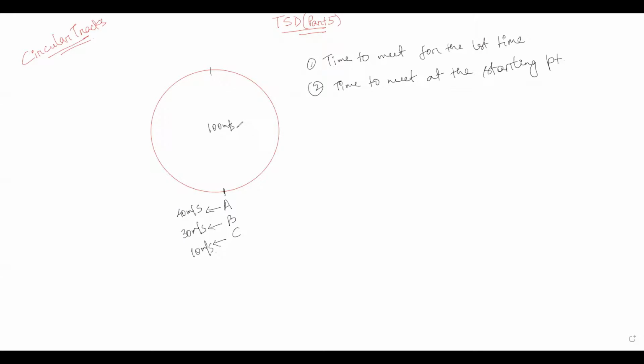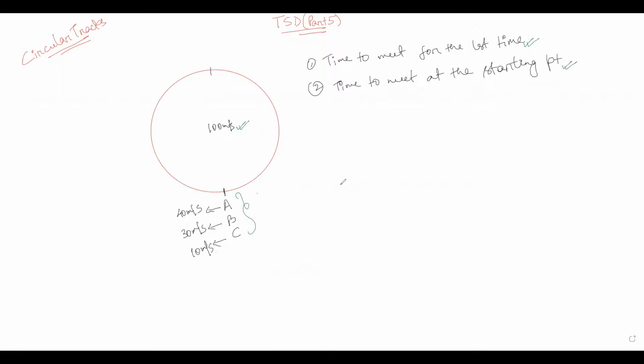Now, let us consider this case when three persons are traveling in the same direction and we need to find the time to meet for the first time and the time to meet at the starting point for these three persons. Here I have considered A is traveling with a speed of 40 meters per second, B is traveling with a speed of 30 meters per second, and C is traveling with a speed of 10 meters per second. And all these persons are traveling in the same direction, that is in the clockwise direction in this case.